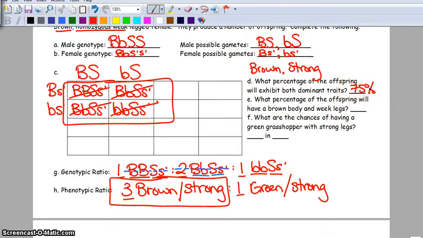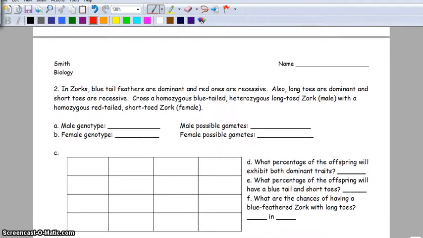Question E, what percent of the offspring will have a brown body and weak legs? Oop, there's a typo there. If you look, none of them have weak legs. So our percent is 0. F, what are the chances of having a green grasshopper with strong legs? Let's look, that's this one right here, green grasshopper with strong legs. That is 1 out of our 4 possible outcomes. So 1 in 4.